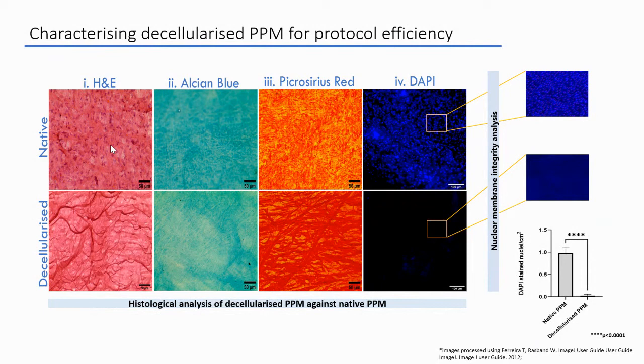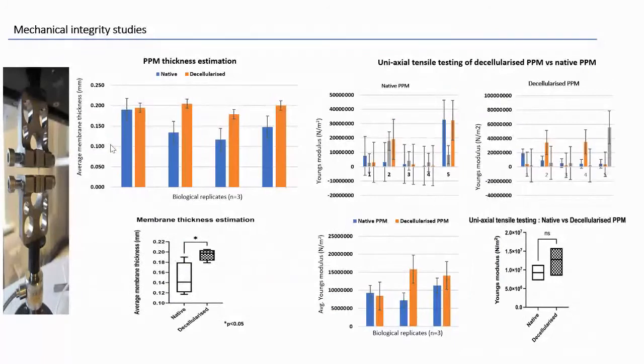Finally, we went on to mechanical studies, where we initiated membrane thickness estimations using an optical tensiometer. And what we found, as expected, was an increased thickness of the membranes following decellularization. However, what was reassuring was that the estimated Young's modulus of our derived decellularized membranes was comparable to their native controls, suggesting the protocol retains the inherent mechanical properties of the native membrane, a prerequisite to an efficient decellularization process.